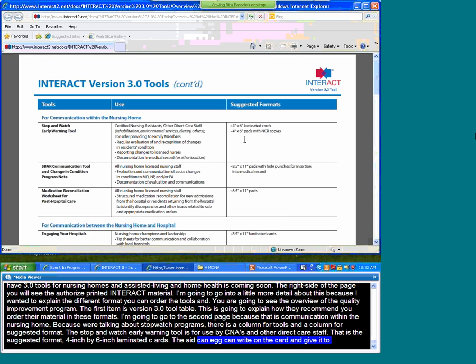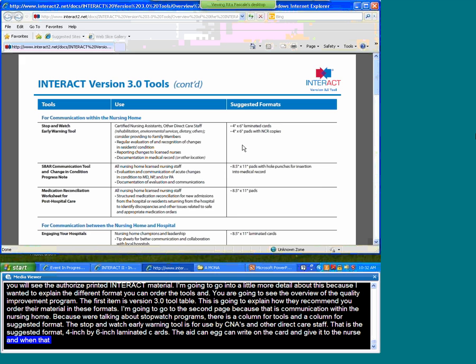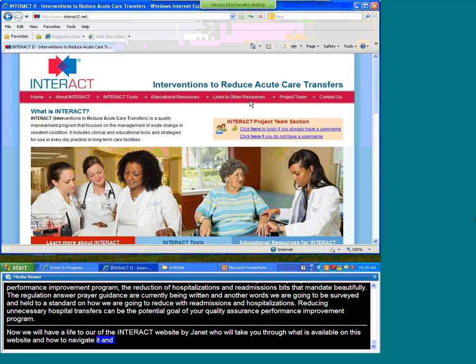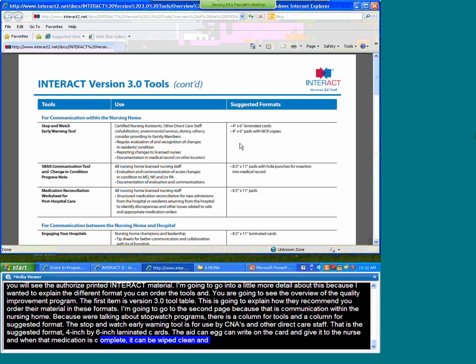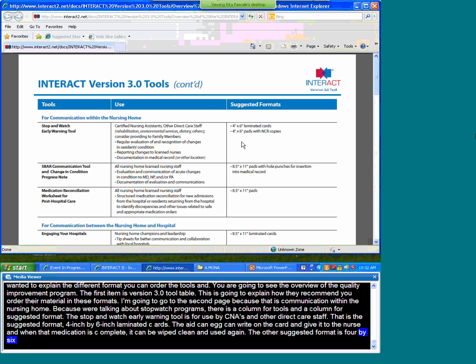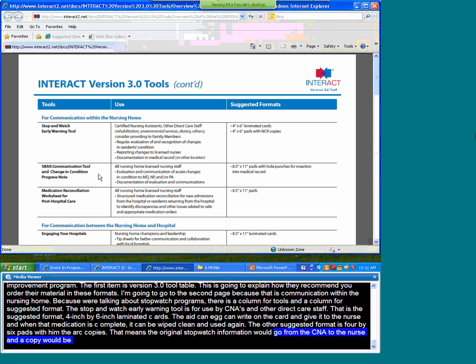The other suggested format is 4 by 6 pads with NCR copies, and that means that the original of the Stop and Watch information would go from the CNA to the nurse, and then a copy would be available for the aide to retain for further conversation with the nurse. Second on this chart is the FSTAR communication tool. And as I said, I'm specifically speaking to these because this is what we're talking about today.